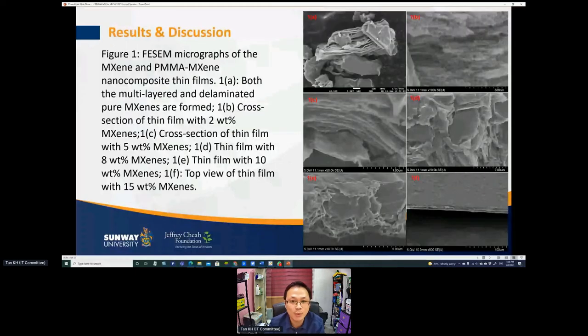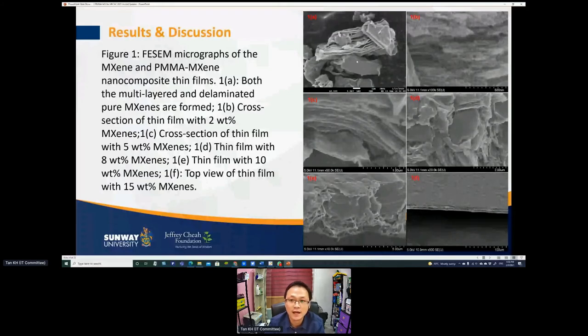As you can see, this figure 1A is a pure MICNC. It's a pure MICNC that we get. Of course, it's not as nice as what I showed in the previous slide. It is not a fully delaminated MICNC, but I can say it's a partial multi-layer structure of MICNC together with a few single layers of flat MICNC. They are not fully delaminated because to really fully delaminate all the MICNC is not that easy, even though this process is straightforward.